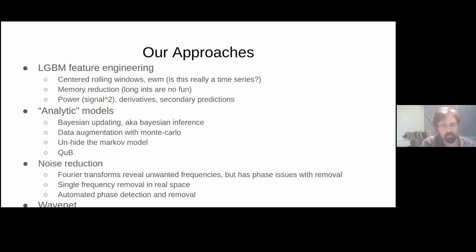Okay, so we had a lot of approaches here. First, LGBM feature engineering. This is just creating new features out of the data that you're given, and seeing if it improves the score. You can also check if LGBM thinks that that feature is important. Then you can make a feature importance plot and keep the ones that are really good and ignore the ones that aren't.